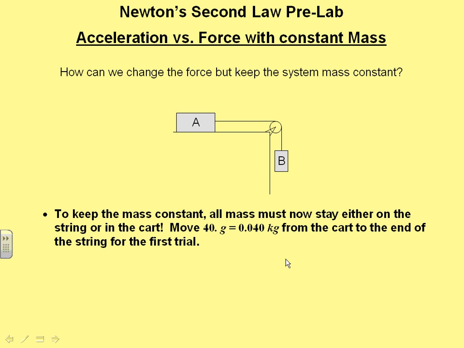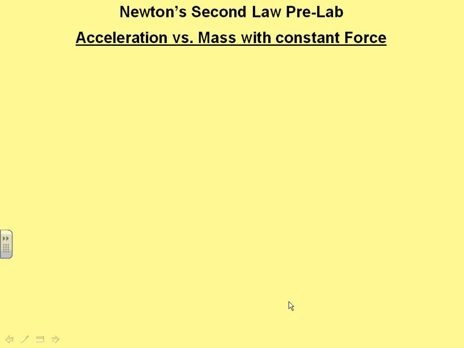So it looks like this on your lab sheet. You're going to move 40 grams or 0.040 kilograms at a time. So you have to be careful here, moving masses from the cart to the end of the string. Also, make sure the string stays parallel as it is here in the picture. So that's the first half of the lab.